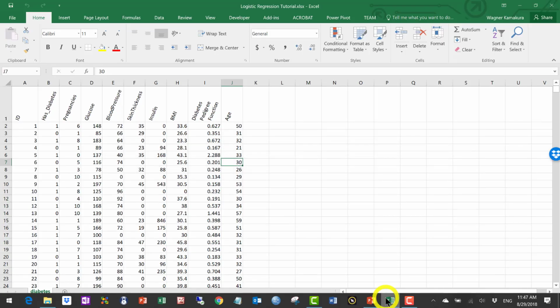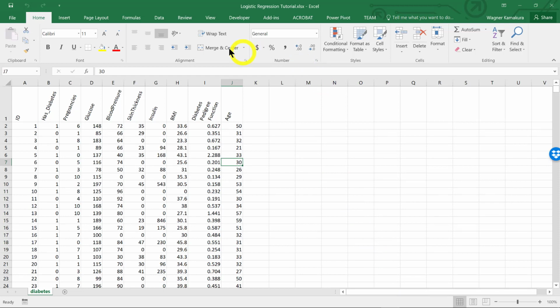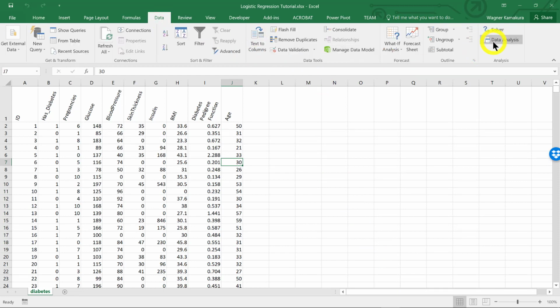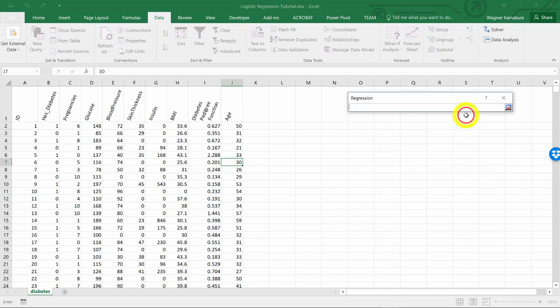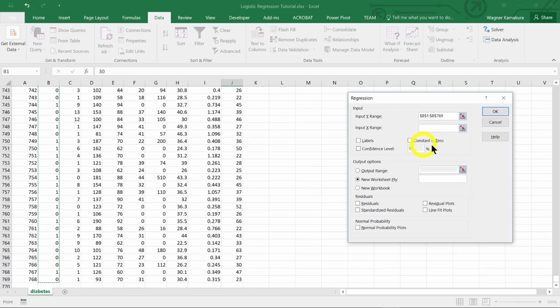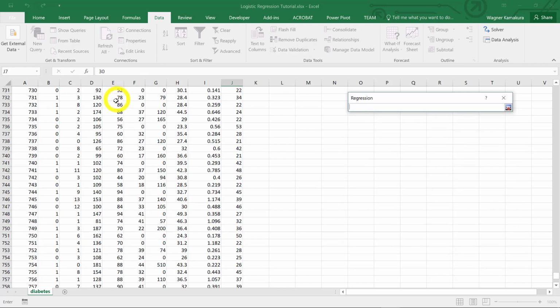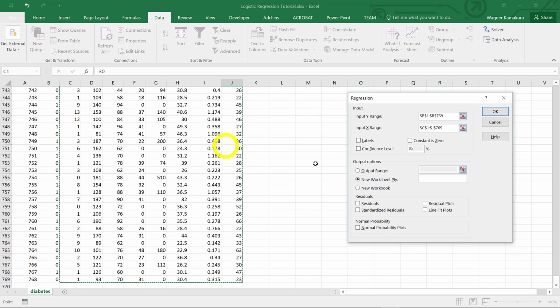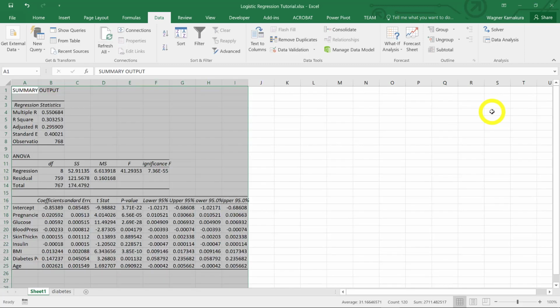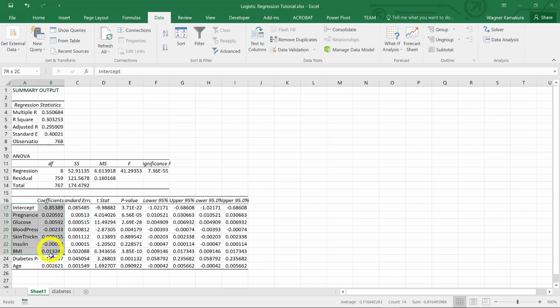Before doing anything, let's run a simple linear regression using Excel. Go to Data Analysis, Regression. Our dependent variable will be has diabetes, 1 or 0. Our predictors, or input range, will be pregnancies, glucose, etc., down to age. We have labels, and we're going to save the regression output on a new sheet. And here we have the linear function, the coefficients for the linear regression.